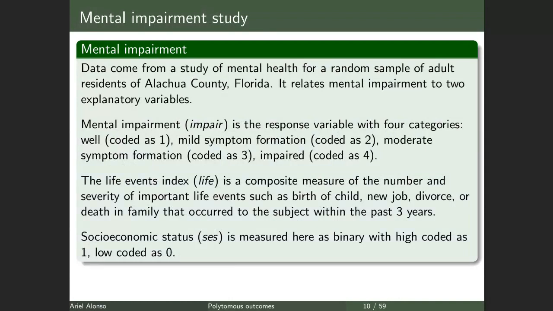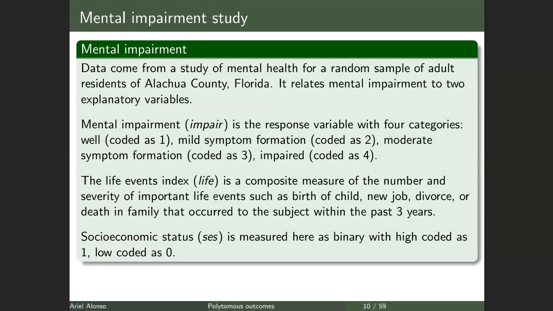What we have here is a study about the mental impairment of individuals. The data come from a study of mental health for a random sample of adult residents of Alachua County in Florida. And it relates the mental impairment to two explanatory variables. So we want to see the impact of two explanatory variables on the mental condition of these individuals. Now, mental impairment, which is my response variable in this case, has four different categories. Well, that we will code as one.